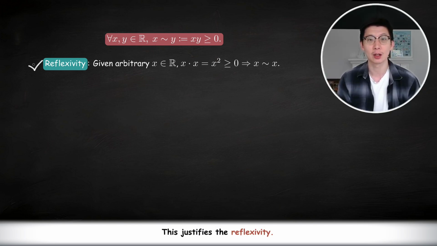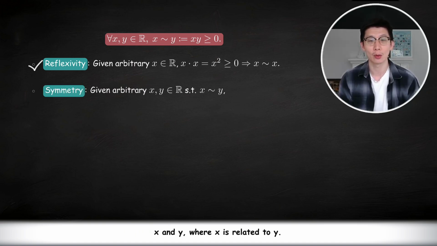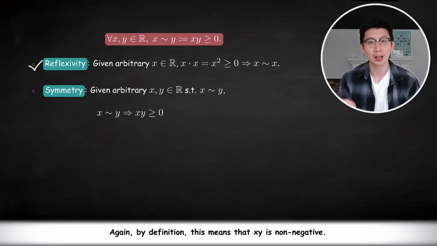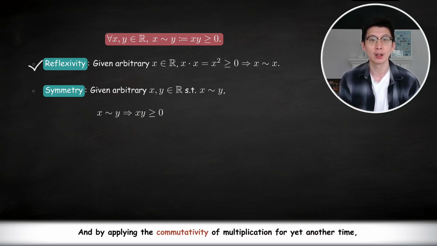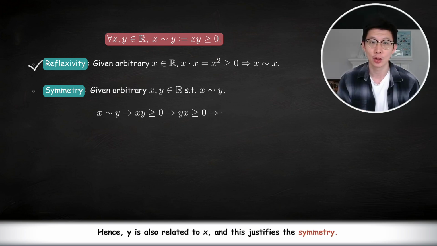This justifies the reflexivity. Next, for the symmetry, assume that we're given two arbitrary real numbers x and y, where x is related to y. Again, by definition, this means that xy is non-negative. And by applying the commutativity of multiplication for yet another time, we see this means yx is also non-negative. Hence, y is also related to x, and this justifies the symmetry.